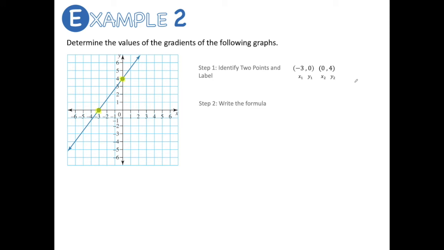So the next step is going to be to write the formula. So m equals y2 minus y1 over x2 minus x1. Step 3 is going to be to substitute in the values. So looking at my coordinates that I identified, y2 minus y1 is going to be 4 minus 0. And then x2 minus x1 is going to be 0 minus -3. So now that I've substituted in, I can calculate my answer. So 4 minus 0 is 4. 0 minus -3 is equal to 3. So my gradient of my line is going to be 4 over 3.